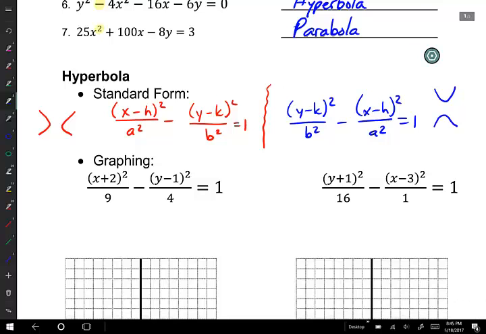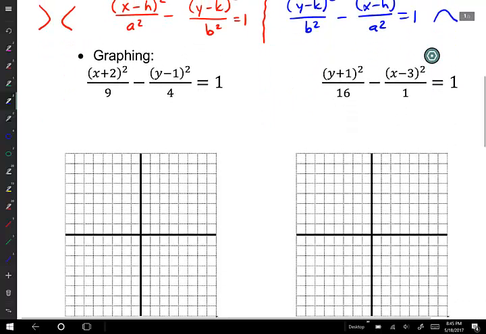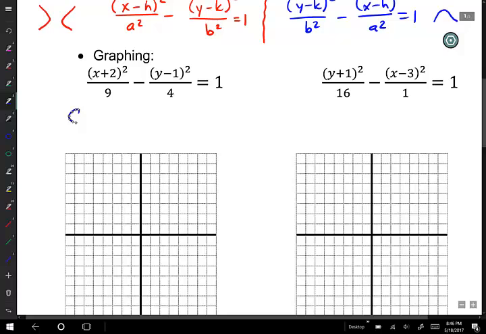So now below we're going to look at 2 examples of hyperbolas, one going sideways and one going up and down. Our first one has a center at point -2, 1. So I'm going to go to -2, 1. And my a value is 3. So I'm going to go out 3 to the right and 3 to the left. My y value, underneath my y, is a b squared of 4, so b equals 2. So I'm going to go up 2 and I'm going to go down 2.